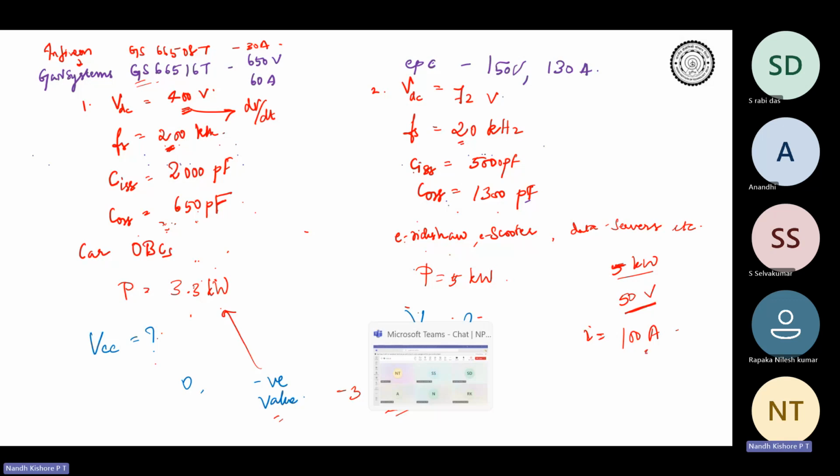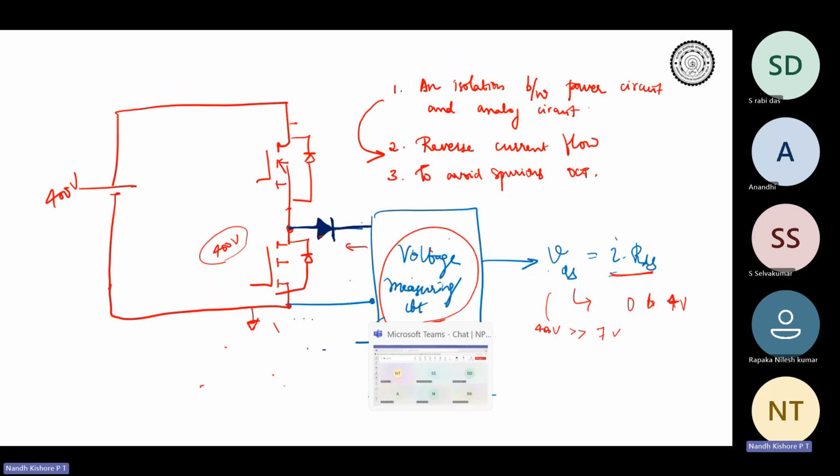may not get a single device that will carry 100 amperes. Okay, it's better to parallel a number of devices. Let's say 3 devices in parallel to realize one switch. It's better to parallel 3 devices. Okay, so there are a lot of applications in power electronics where you will try to parallel devices. Okay, so think in terms of that.